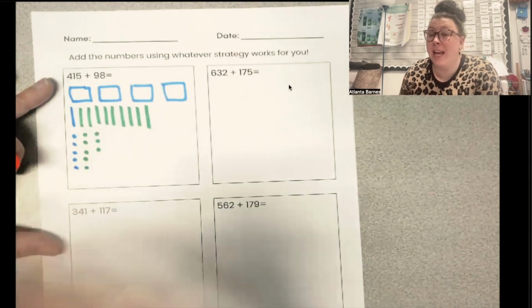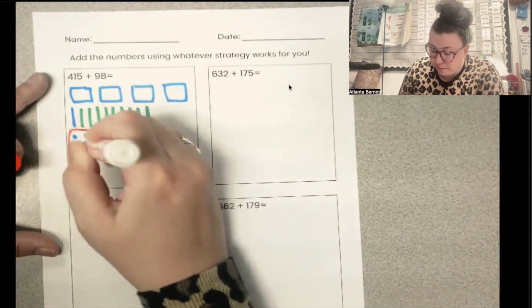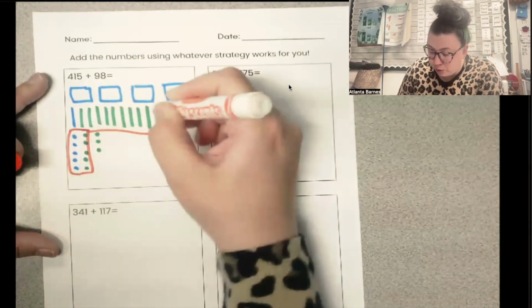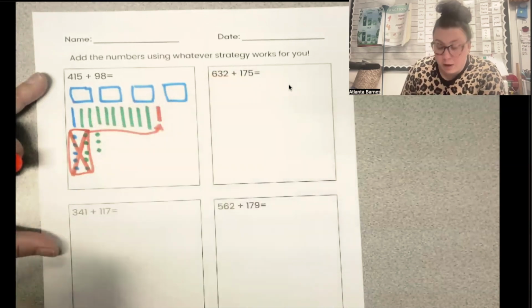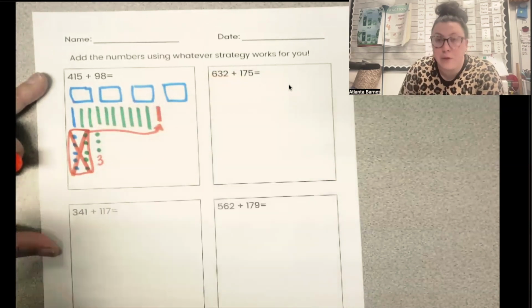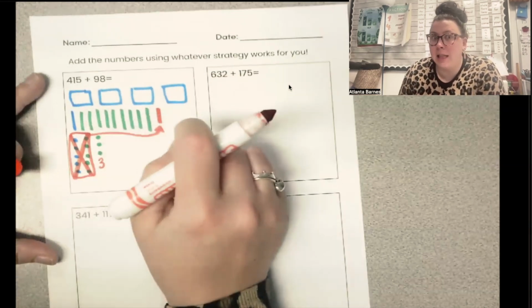If I have more than 10 ones, you know what to do. I have to circle 10 and make a brand new 10. These are gone now because I made them into this 10. And so now I only have 3 little baby ones left. Beautiful. Now I'm looking and I got a lot of tens.